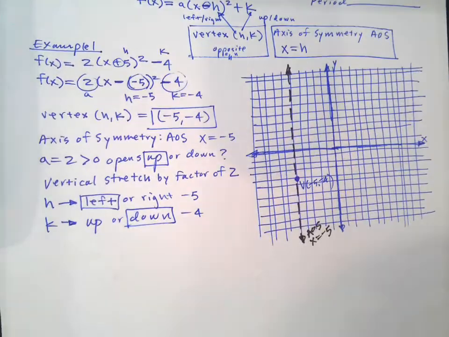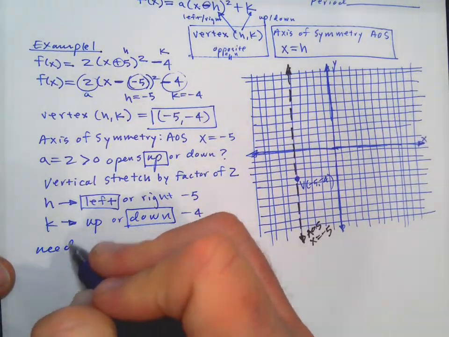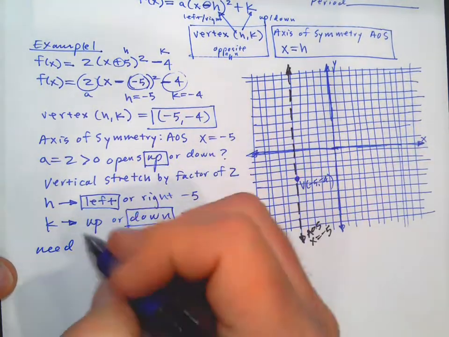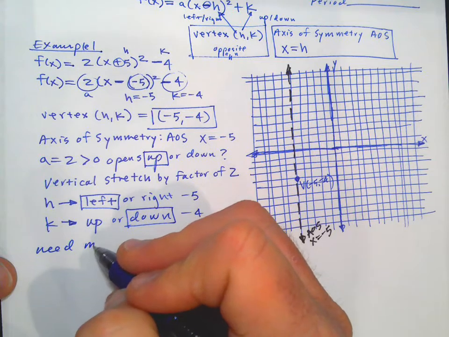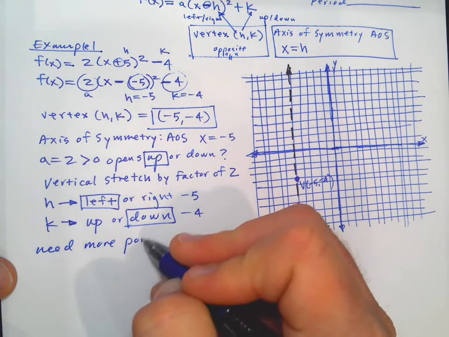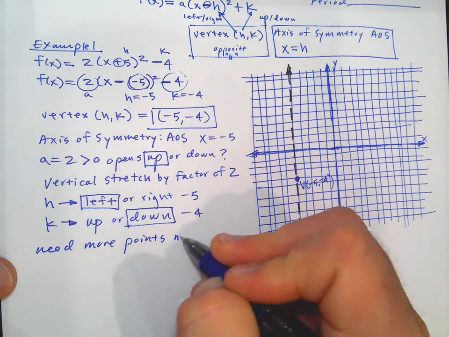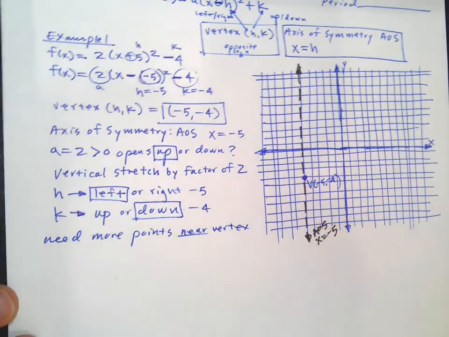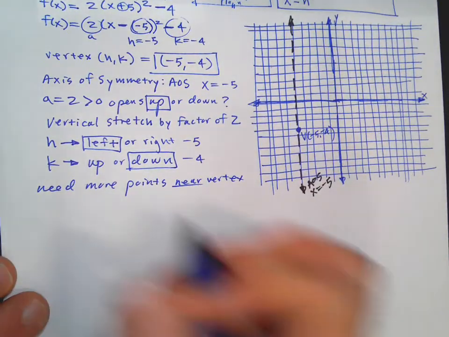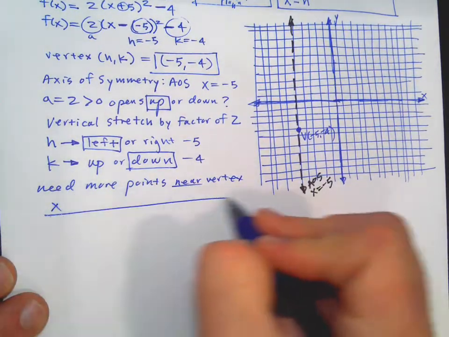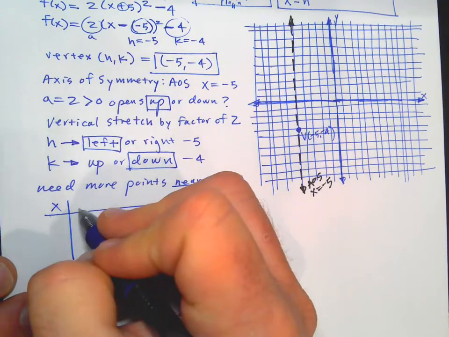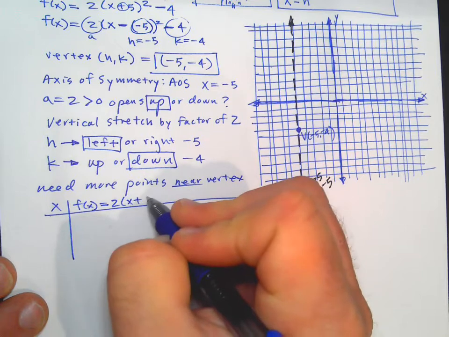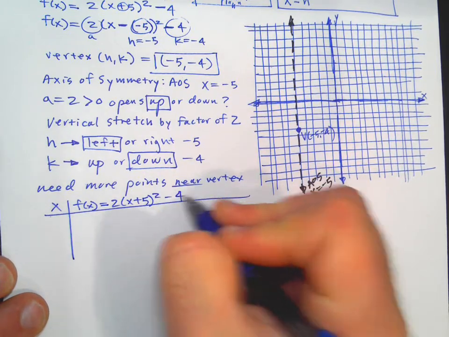Now we do need a couple more points. This is not enough to graph a parabola. So you usually want a couple points on both sides of the vertex. So we need more points. And usually it's easiest to do them near the vertex. So use your vertex to decide which points you want to do. And a lot of times a table is kind of helpful here. So I'm going to make a little table and plug it in to f of x. I'm going to rewrite it right here just to have it really close to where my work is to make sure I do it correctly.